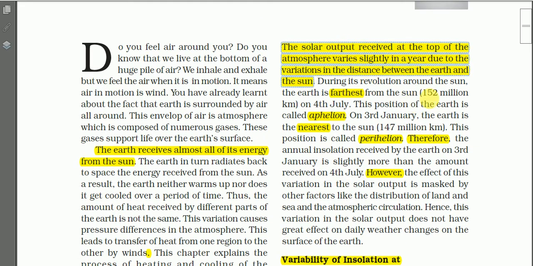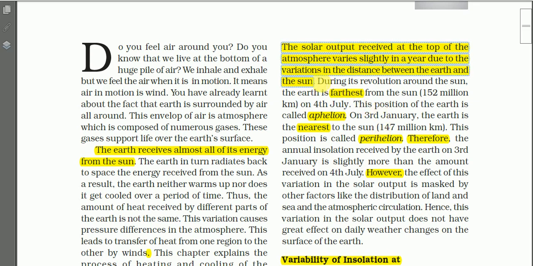The solar output received at the top of the atmosphere varies slightly in a year due to variations in the distance between the Earth and the Sun. Okay, so we know that this orbit, which means the path of the Earth around the Sun, is not a complete circle. It is elliptical, and that is why the solar energy received at the top of the atmosphere varies slightly in a year due to variation in the distance between the Earth and the Sun.